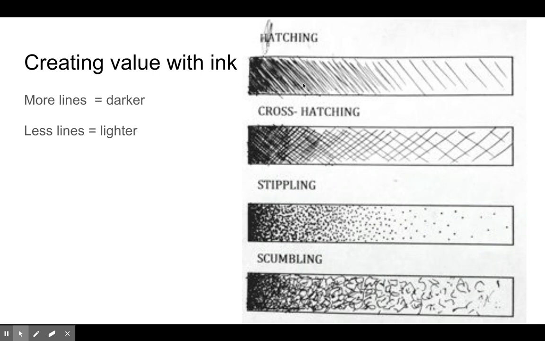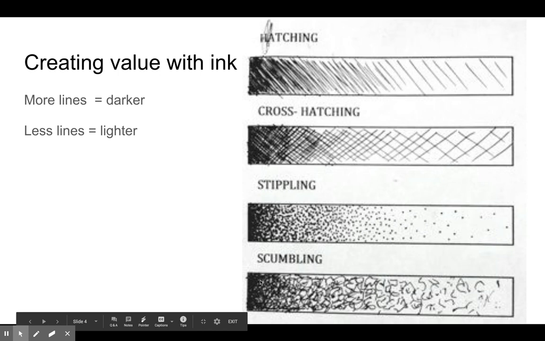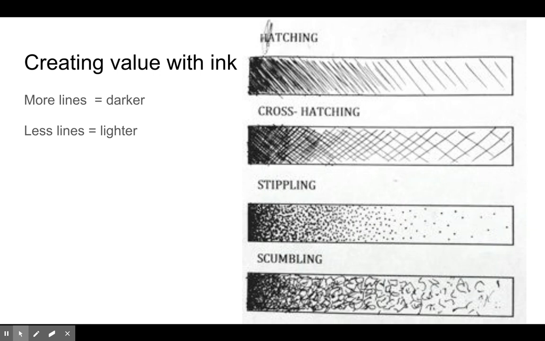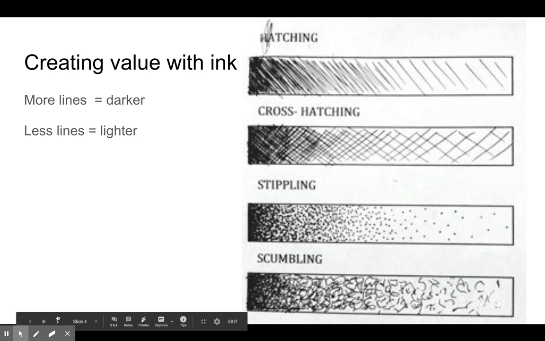So hatching, you just have straight lines. They all go in the same direction. The more you have, the darker; less, lighter. Cross hatching, it's just crisscross lines. Stippling is dots. And then one that you may not have heard of is scumbling, which is basically just scribbling. So these are all creating different values, dark to light, but because you can see the direction of the lines and the types of lines you're using in each of these different techniques, they kind of create a different feel when you use them in artwork.